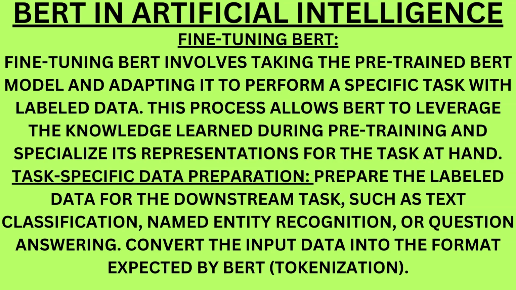Fine-tuning BERT. Fine-tuning BERT involves taking the pre-trained BERT model and adapting it to perform a specific task with labeled data. This process allows BERT to leverage the knowledge learned during pre-training and specialize its representations for the task at hand. Task-specific data representation. Prepare the labeled data for the downstream tasks such as text classification, named entity recognition, or question answering. Convert the input data into the format expected by BERT.